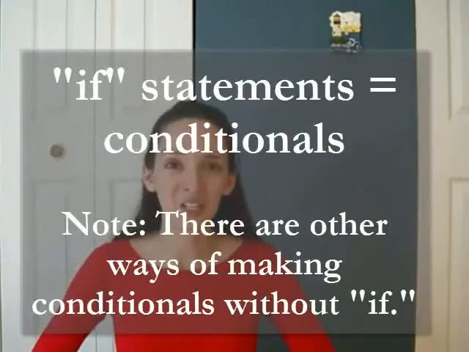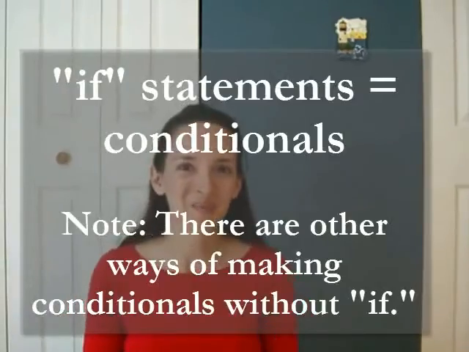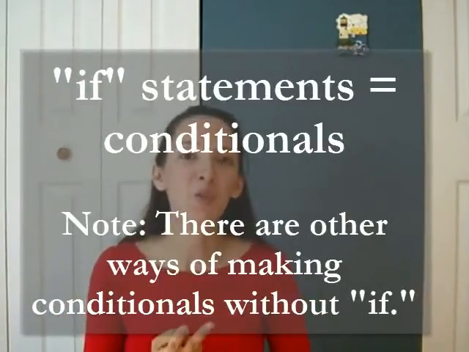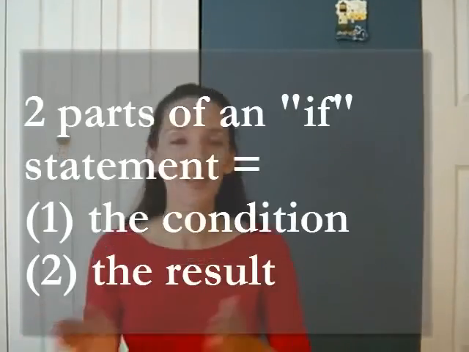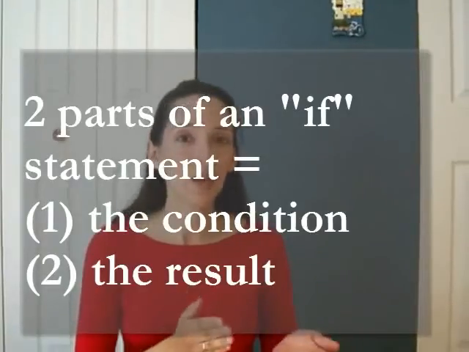Statements with the word if are called conditionals. Conditional comes from the word condition. In these statements, we have 2 parts, the condition and the result. The result cannot exist without the condition. So first you have a condition, then you get the result. For example, if I see a bug, I scream. I'm not going to scream unless there's the bug. Get it? So you have a condition, you get the result.